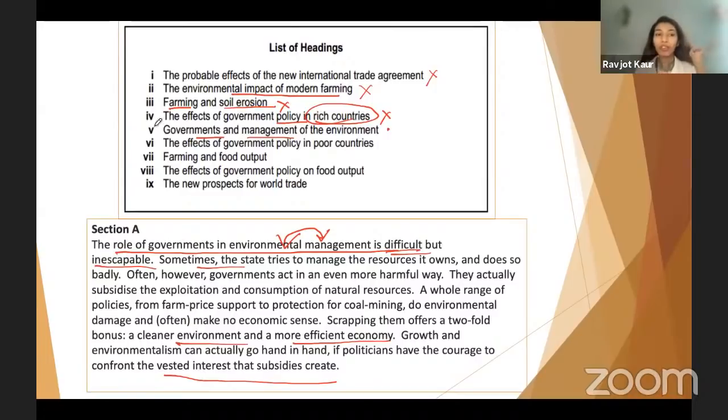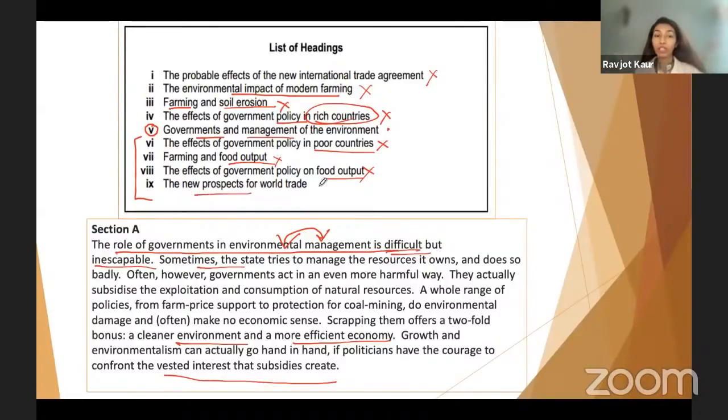Though we got fifth as an option, we are going to still continue reading the other options as well. The effects of government policy in poor countries, nothing as such for poor countries. Farming and food output, not yet. The effects of government policy on food output, no effects.